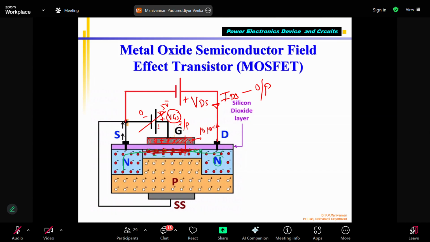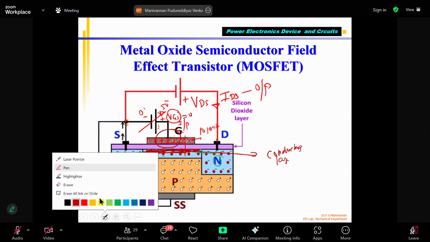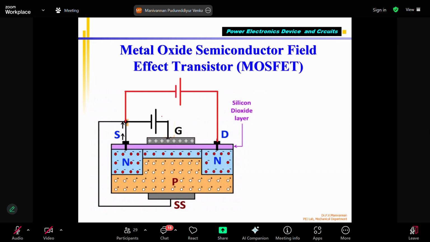In the N material, when they come here, it forms a layer. This is called a conducting layer. Conducting layer means nothing but attracted electrons. That happens if I give a positive voltage. If I give VGS equal to 0 volts, the electrons will just be randomly spread.